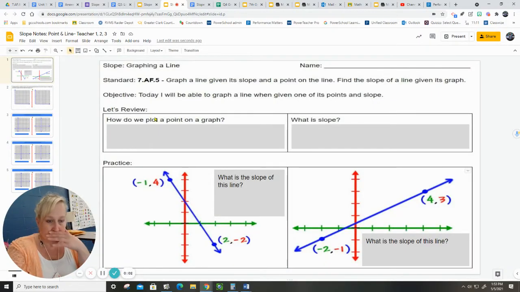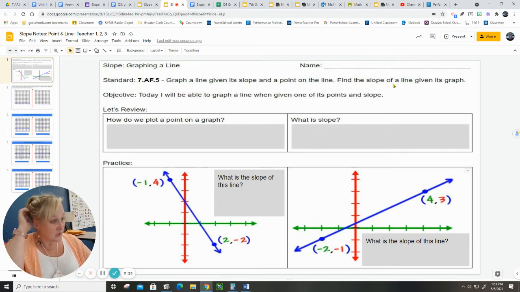Okay, today we are going to add to our understanding of slope and lines. Slope is the constant change in an equation or on a line. So the first thing that we're going to do is our goal is to graph a line by having a point and knowing its slope.